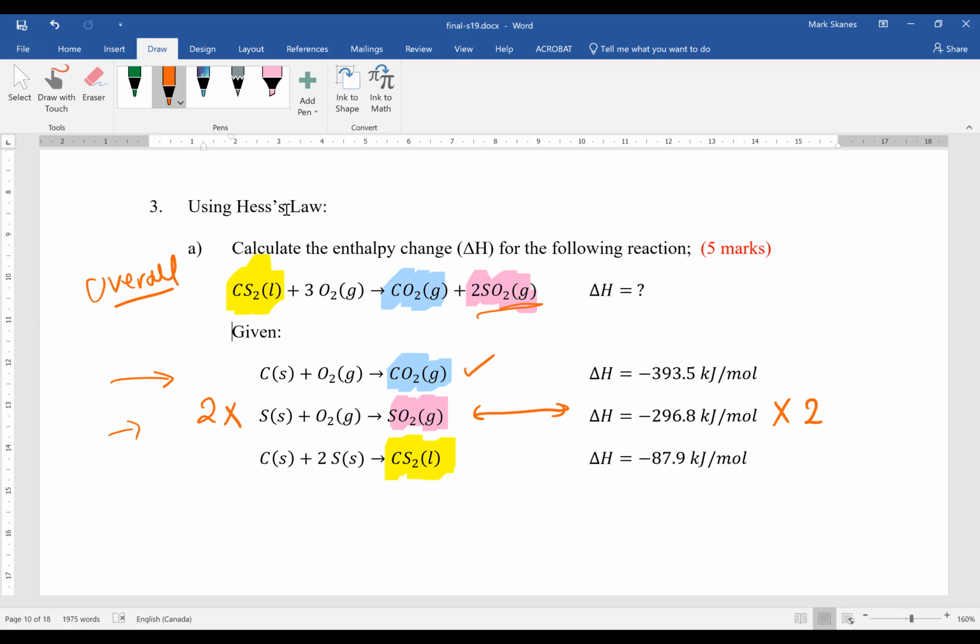And then on the bottom, this was a pretty easy one. This was a hard exam, but this was a pretty easy Hess's law question. I notice I have CS2 on the left and CS2 on the right. So I'm going to flip, which means flip here, which means turn this positive. Now what I do is punch all of this in on my calculator and I get my answer.